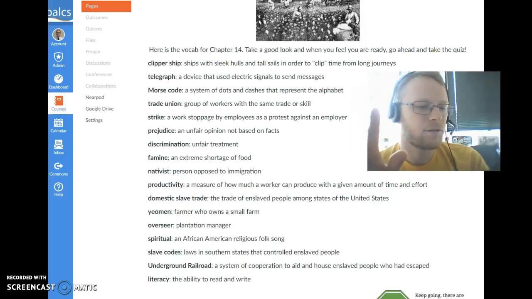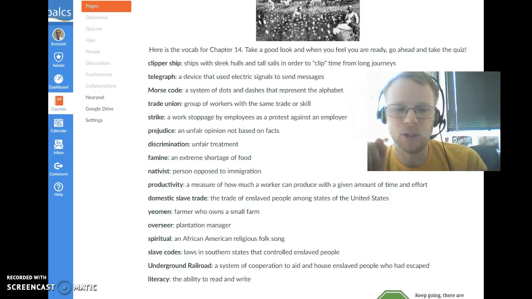The yeoman is a farmer who owns a small farm, typically used to describe small farmers of the South. An overseer is a plantation manager. They basically manage the slaves. A spiritual is an African-American religious folk song.